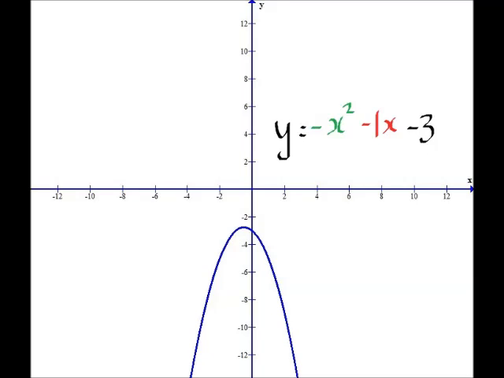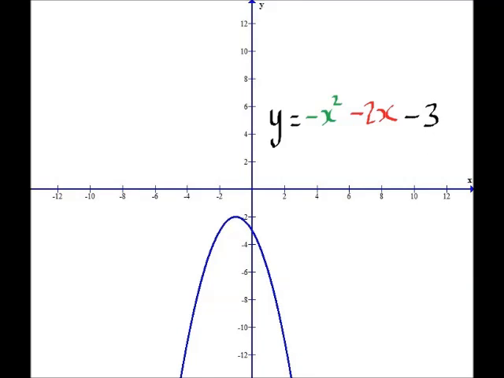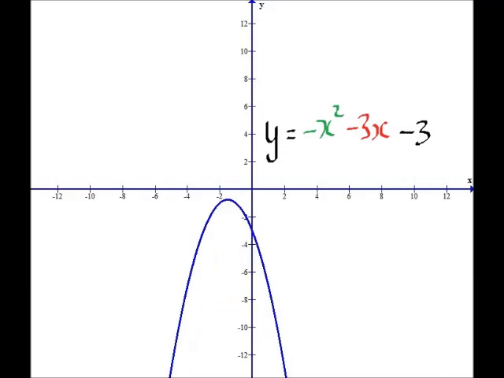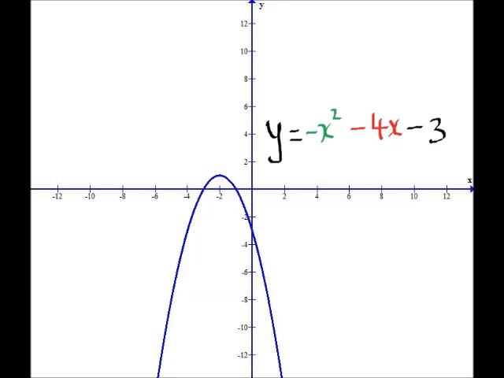Y equals minus x squared minus 1x minus 3. Y equals minus x squared minus 2x minus 3. Y equals minus x squared minus 3x minus 3. Y equals minus x squared minus 4x minus 3.